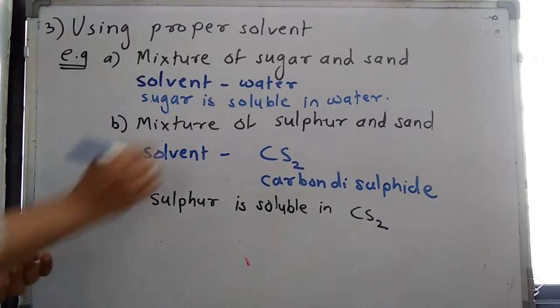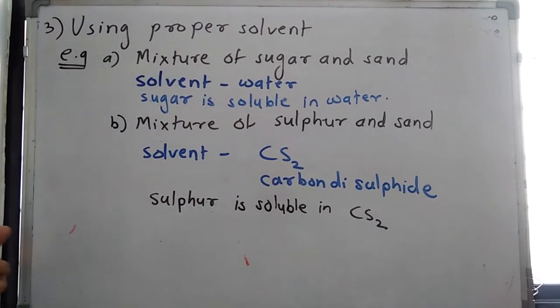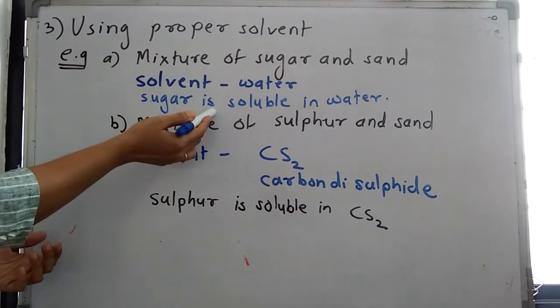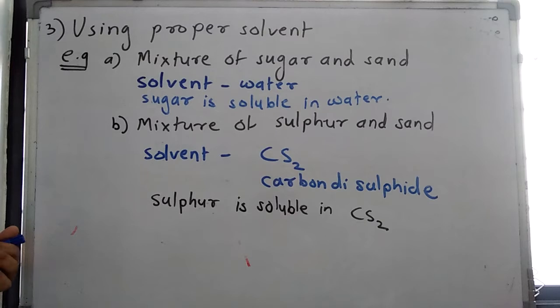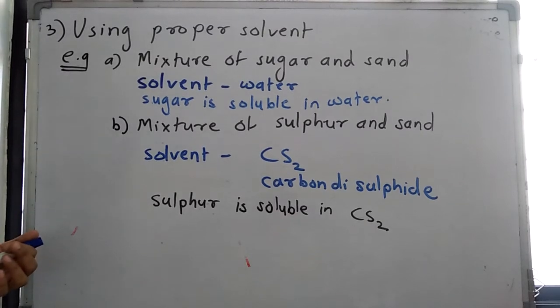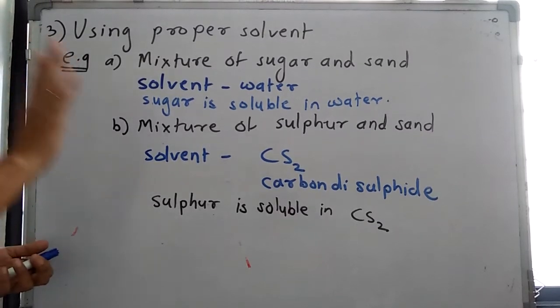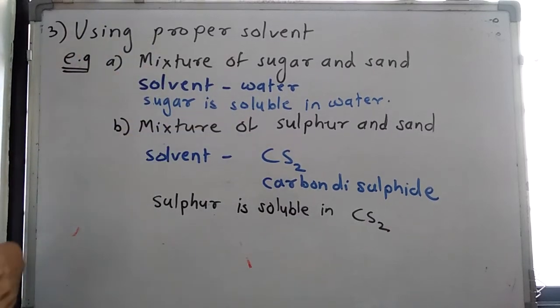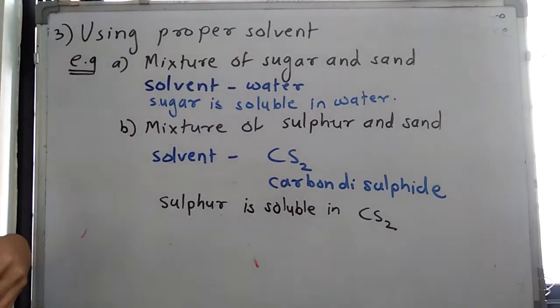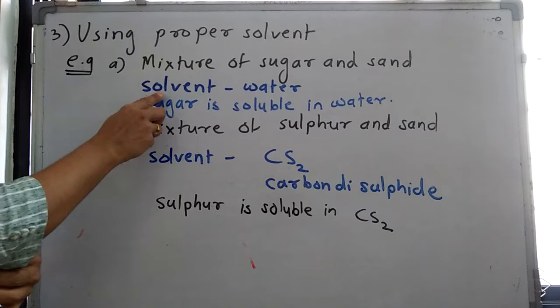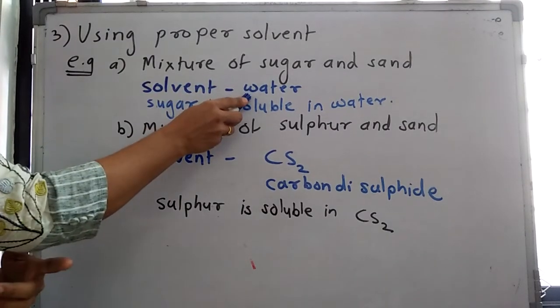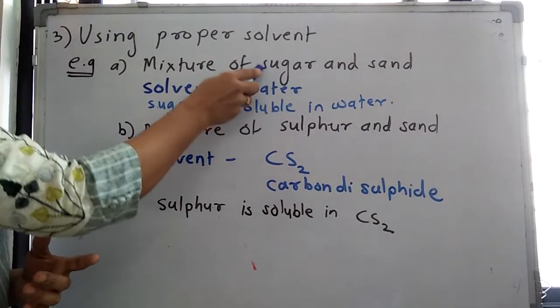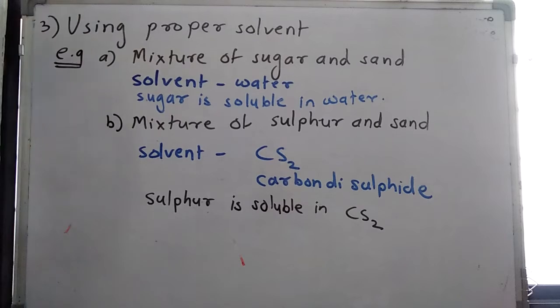For example, if we are given a mixture of sugar and sand, we know sugar is soluble in water, and sand is not soluble in water. So we have to use a proper solvent, one in which only one of the constituents can dissolve. Both constituents should not be soluble in that solvent. So here we have to use water, because only one constituent, the sugar, is soluble in the water.